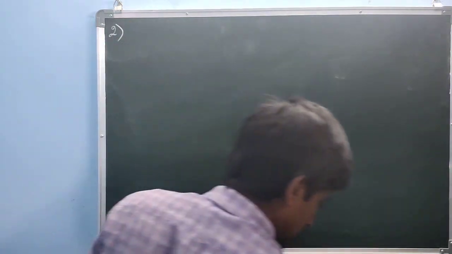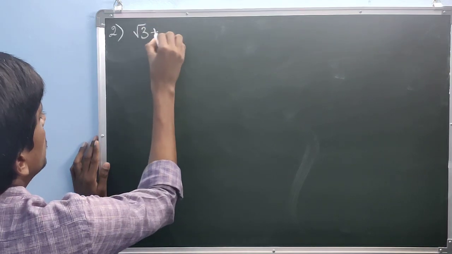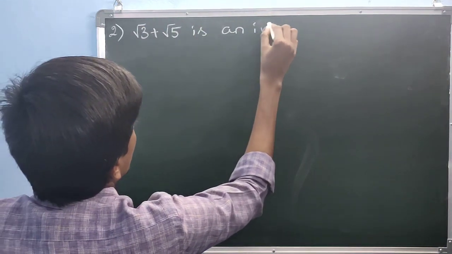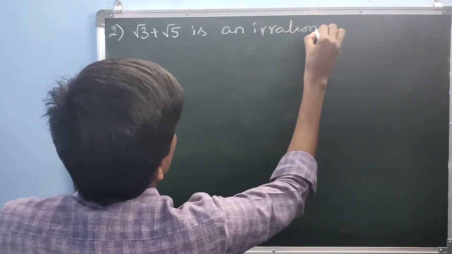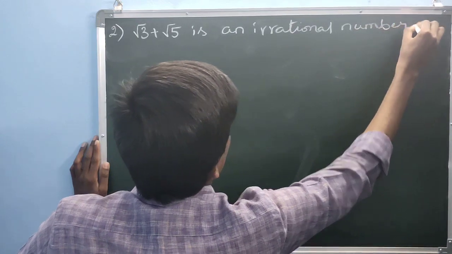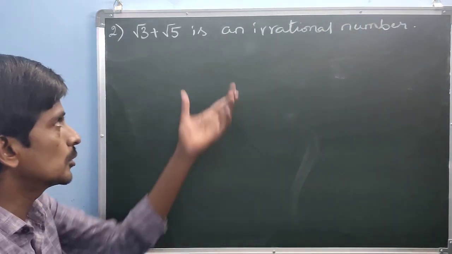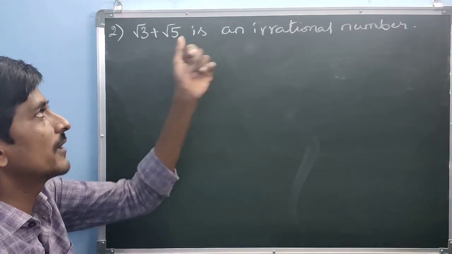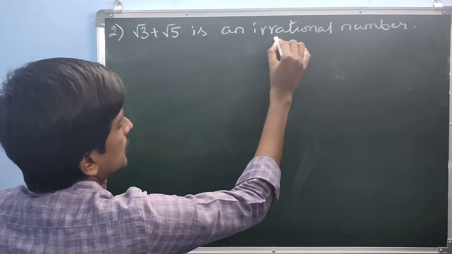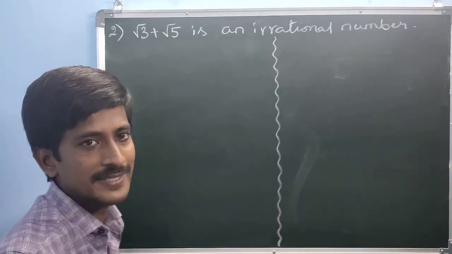Second one: root 3 plus root 5 is an irrational number. How to prove that root 3 plus root 5 is an irrational number? Students, listen carefully. It is a very important 4 mark sum.